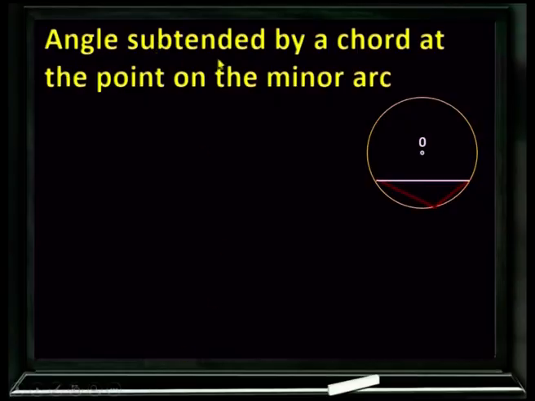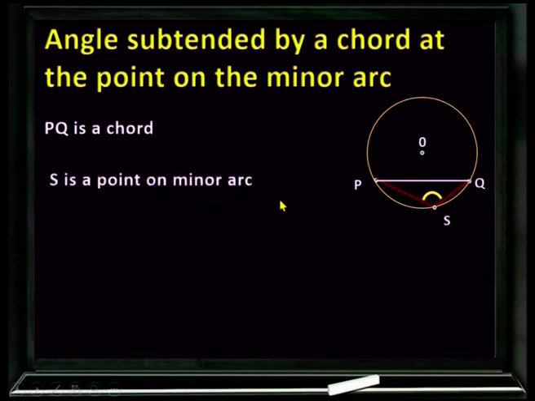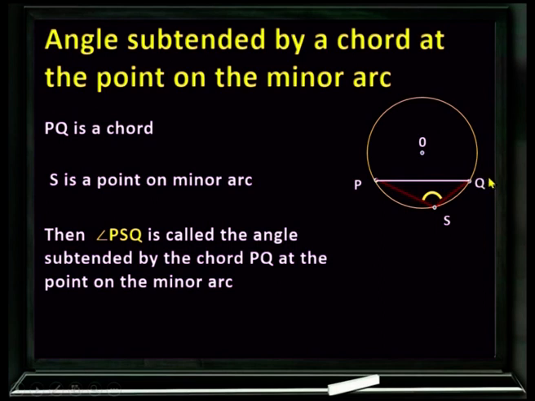Now, the angle subtended by a chord at a point on the minor arc. This is the minor arc, PQ is the same chord, and S is a point on the minor arc. Now, PSQ will be the angle. PQ is a chord, S is a point on the minor arc, so PSQ is called the angle subtended by the chord PQ at the point on the minor arc.